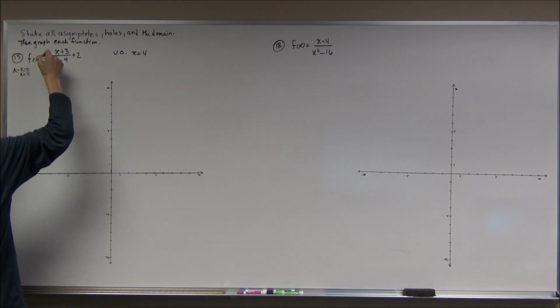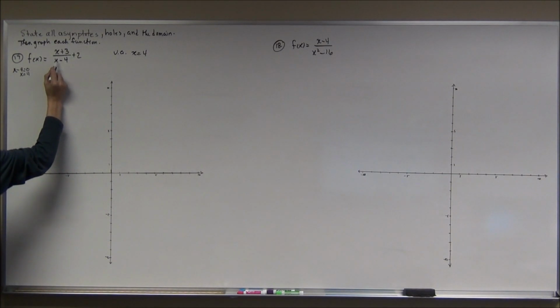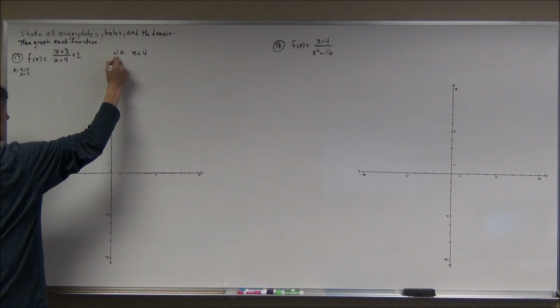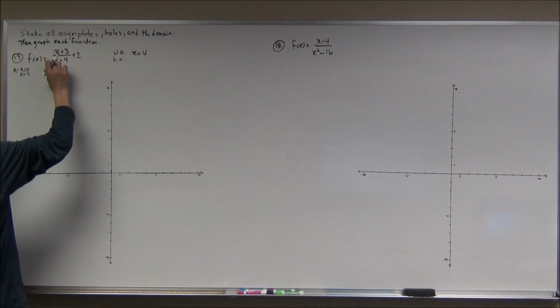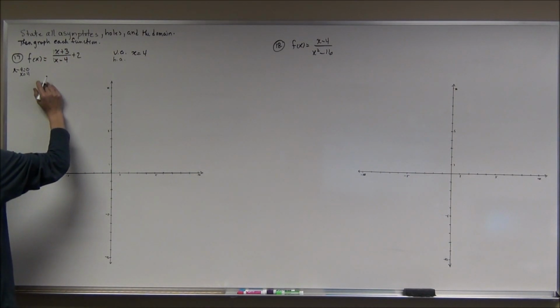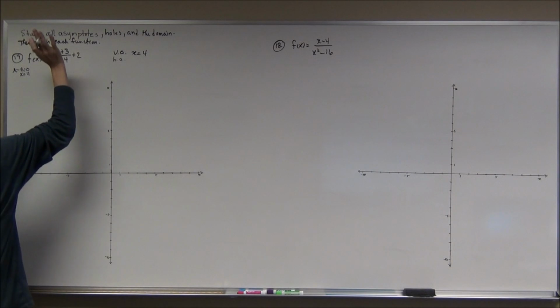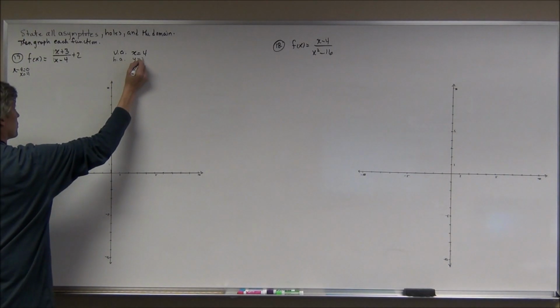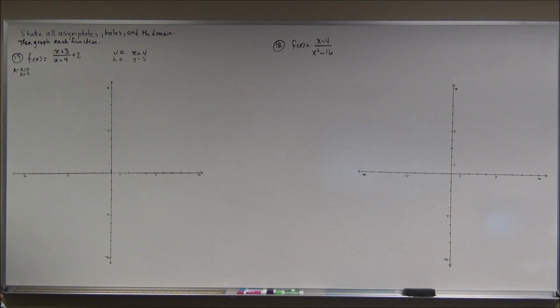Now when I look at just this part, forget about the plus 2, that just raises everything up. If I look just here, I have equal degree in the numerator and denominator, they're both degree 1. And the lead coefficients are 1s. So the horizontal asymptote is the ratio of the lead coefficients. That'd be 1 over 1, which is 1, but I have to move everything up 2, so y equals 3 is my horizontal asymptote. There are no holes in my graph because there are no values that make both the numerator and the denominator 0.